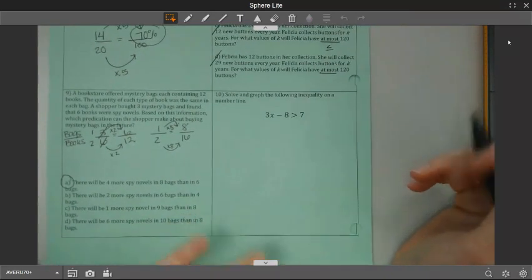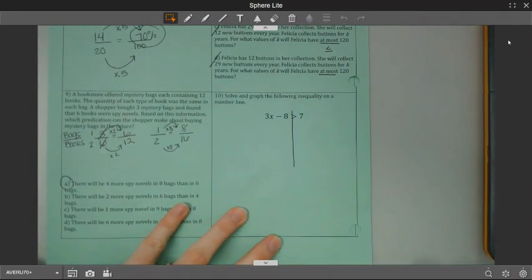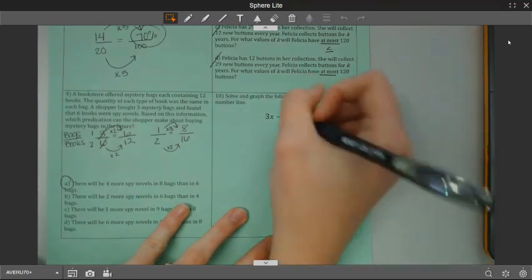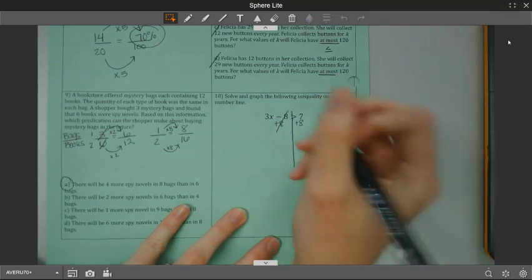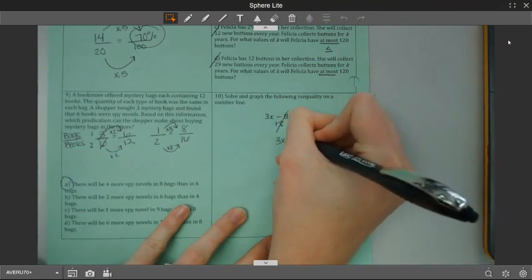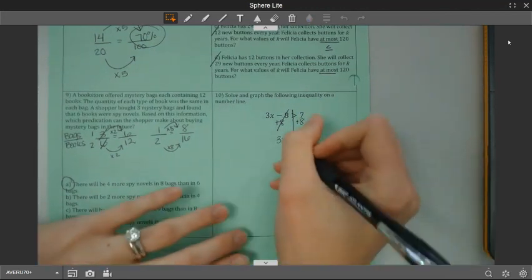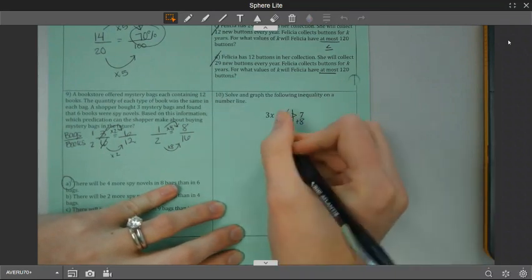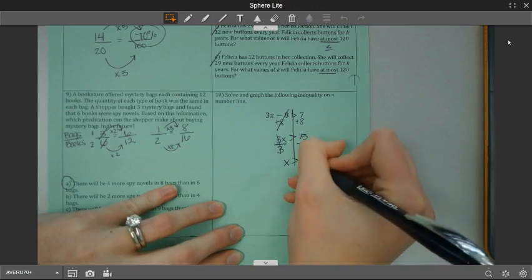Lastly, it says solve and graph the following inequality on a number line. So I'm going to solve it like I would an equation, separating the left and the right. I'm currently subtracting 8 from x, so I'm going to add 8 to both sides. That will cancel. I'm left with 3x is greater than 15. 3 is being multiplied by x, so I'm going to do the opposite and divide. Divide both sides by 3. That will cancel. I get x is greater than 15 divided by 3 is 5.